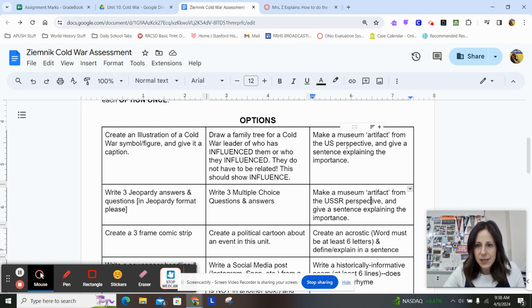These museum artifacts, you have one from the US perspective, one from the Soviet Union perspective. You're picking something related to the Cold War for that country, and you're going to draw something that would be in a museum.